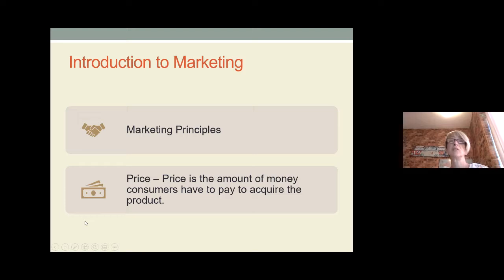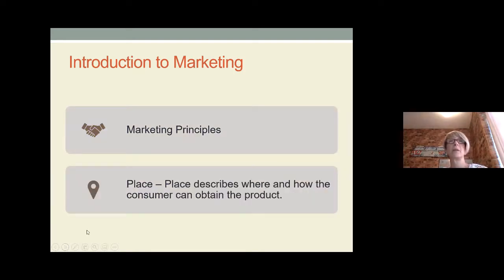The price. The price is the amount of money consumers have to pay to acquire the product. The right price is really important to create the right image for the product. If it's too cheap, people might think it's of low quality, and if it's too expensive, people might not buy the product. The place. So the place describes where and how the consumer can obtain the product. Nowadays, this could be a physical location in a shop, or quite often it could be online, or a combination of both.